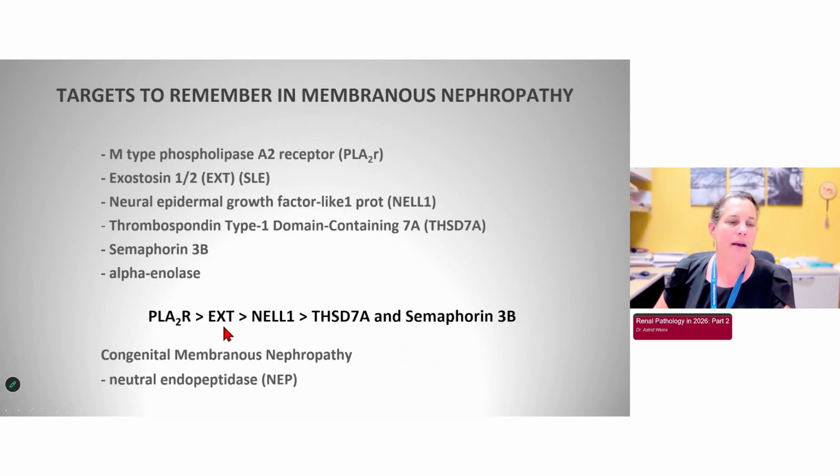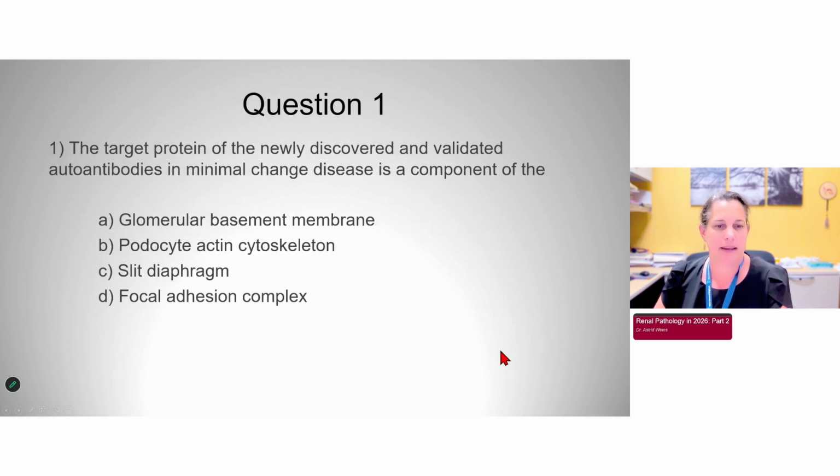So again, PLA2R is by far the most common one, followed by exostosin, followed by NELL1, followed by THSD7A, and semaphorin 3B is more common in kids. There are different antigens we can test for, and again, mass spec is by now the gold standard for this.